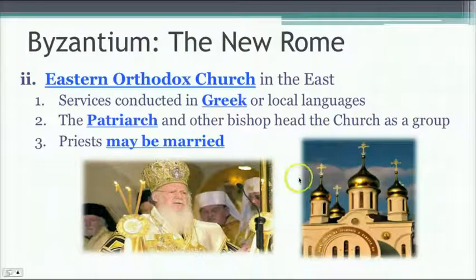And you can see the Onion Dome churches here. This is very significant. If you see these, you typically see an Eastern Orthodox church. We don't have many of these around in our part of the world today, but they do exist. There are churches like this here in Minnesota, just not very many.